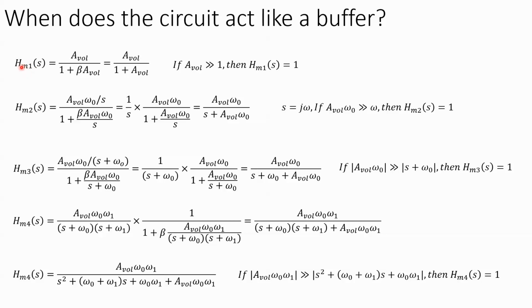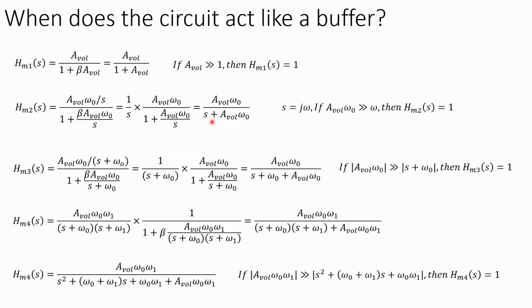So this is the transfer function when we're using model 1. So we have the open loop gain divided by 1 plus beta times the open loop gain, beta equals 1, and we have this function. When will this act like a buffer? Well, if the open loop gain is much, much greater than 1, then this transfer function will go to 1. And what's much, much greater than? About 100 times bigger. Then for model 2, we have the open loop gain times an omega naught divided by s. So this is our integrator function.